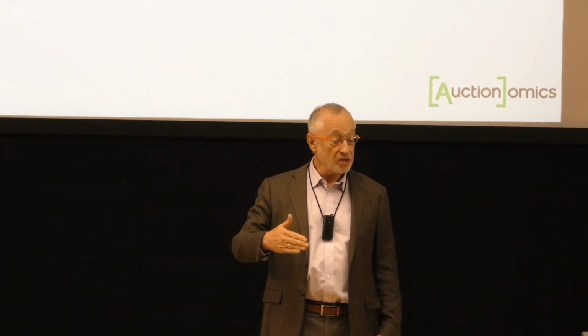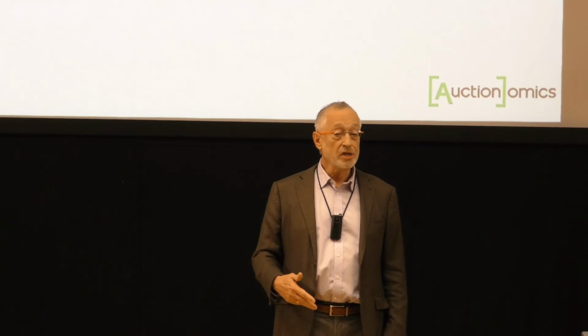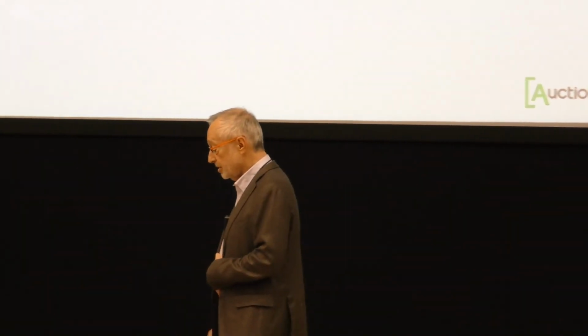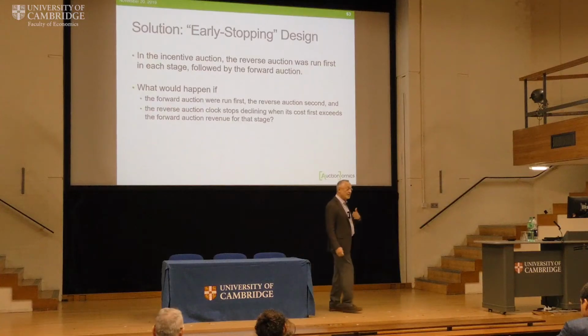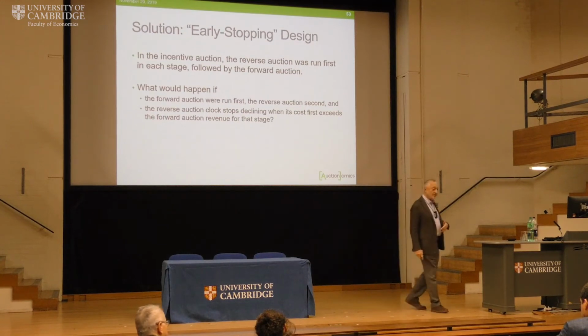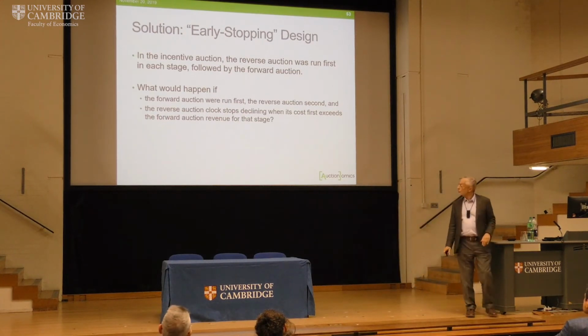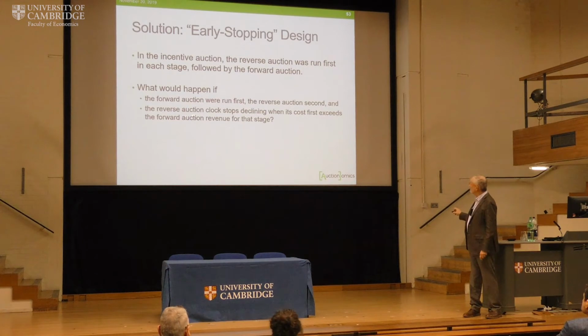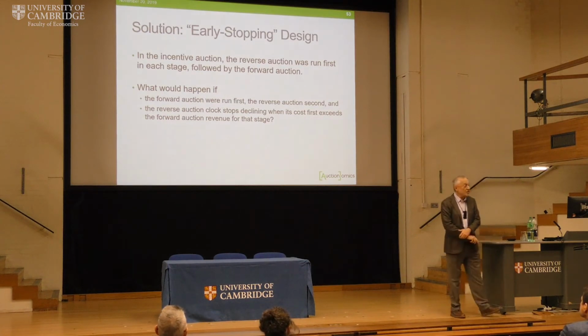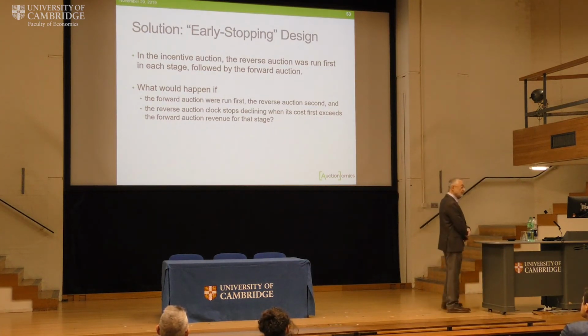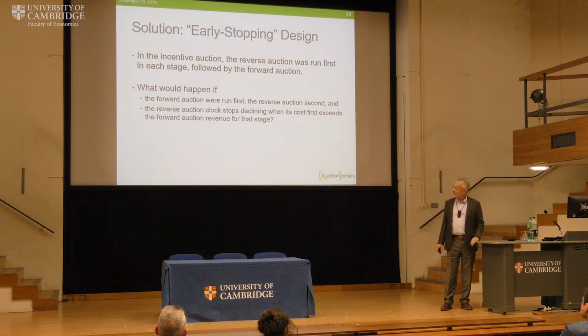So our idea was that if we ran the forward auction first and didn't run the reverse auction to completion until we could actually afford to clear the spectrum, we might avoid some of the mistakes that we make by this Marshallian dynamics approach. So the reverse auction clock stops declining when its cost first exceeds the forward auction revenue for the stations we're supposed to buy, given the revenue from that stage. Okay? So we're going to simplify the complex part.